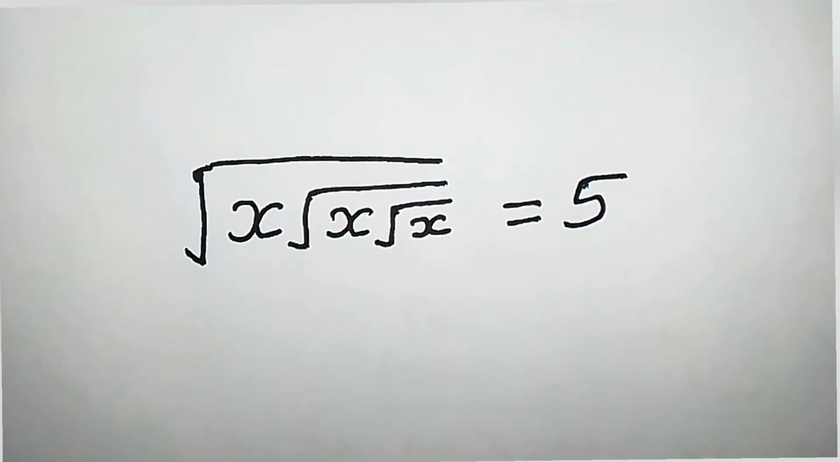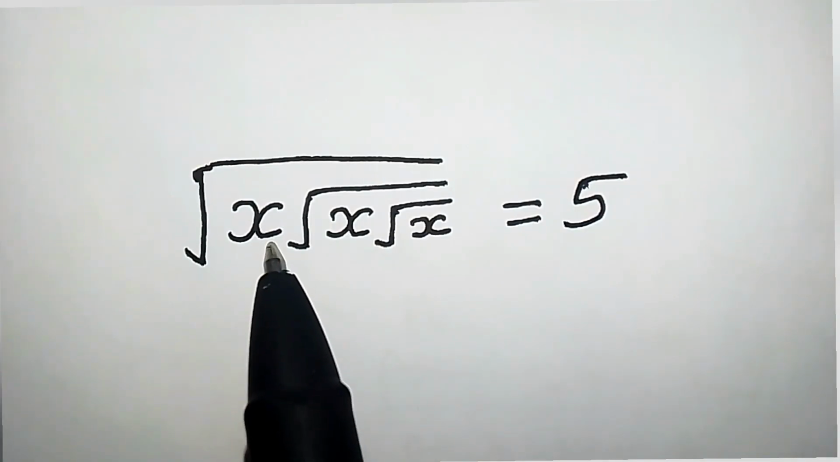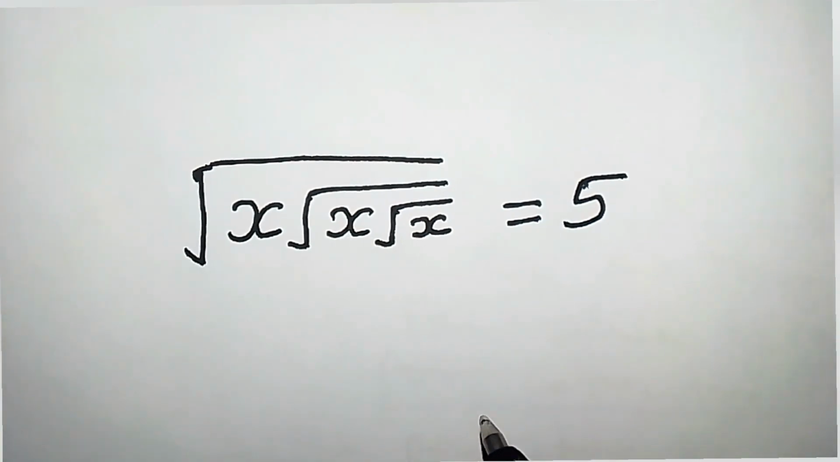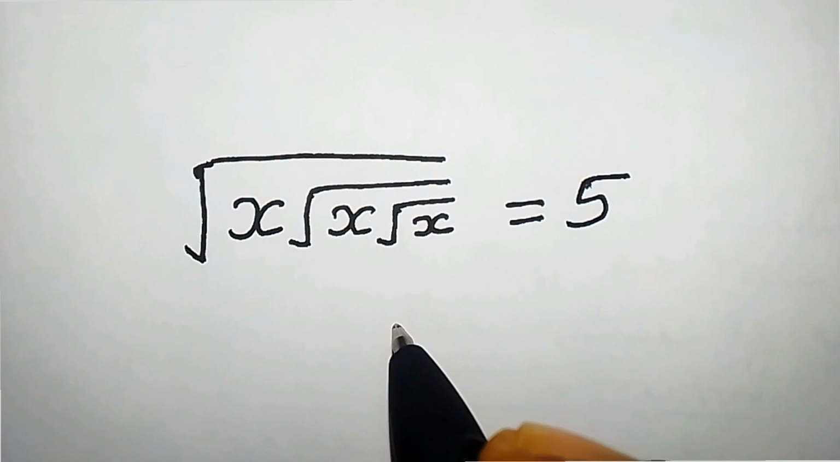Hello, how do we solve this embedded root? We have square root of x times square root of x times square root of x is equal to 5. So how do we find the value of x for this equation?